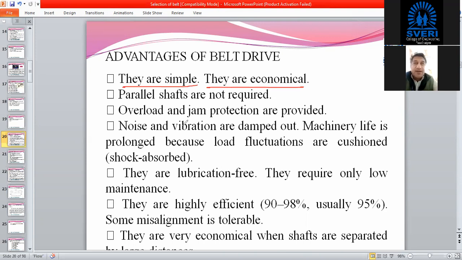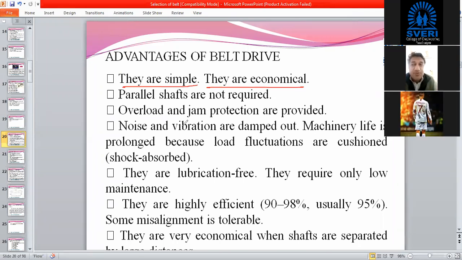But in case of belt drives, in some applications like flat belt, it is possible. It is not recommended again in case of V belt or grooved belt. In case of V belt and grooved belt, parallelism should be maintained.